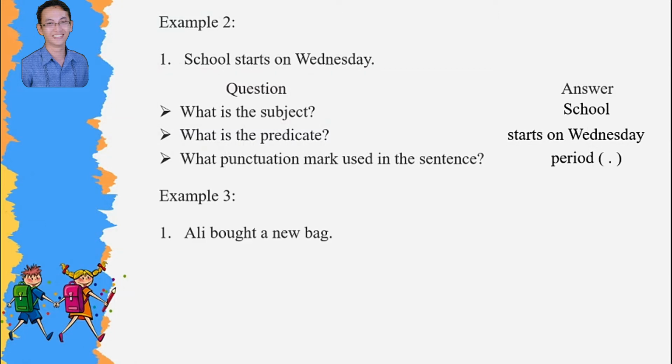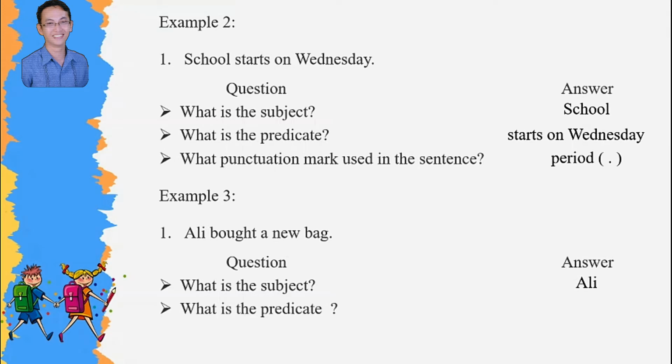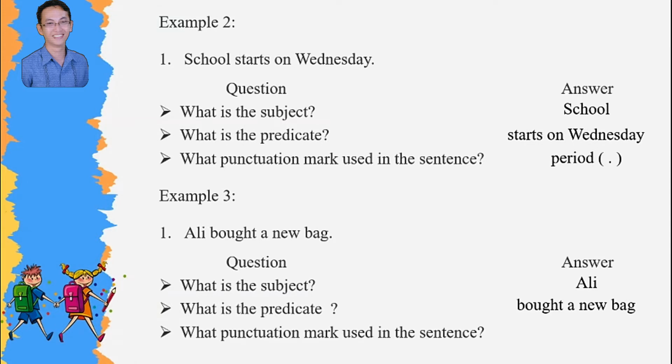Example 3. Ali bought a new bag. Same questions. Let's answer. What is the subject? Ali. What is the predicate? Bought a new bag. What punctuation mark is used in the sentence? Still a period. Does our sentence start with a capital letter? Yes, letter A. Therefore, example 3 is a sentence. Okay, let's continue.